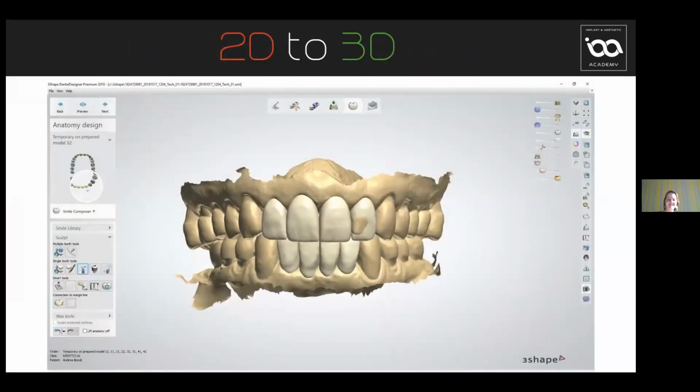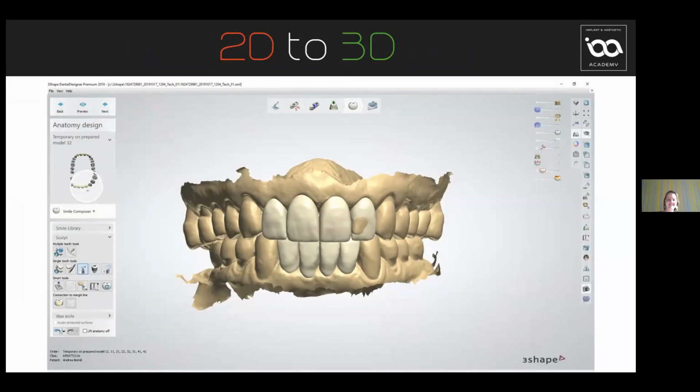In this case, I don't know if he's watching, but anyway, thank you so much to the lab. Without our labs, of course, we'd be nowhere. So thanks to Shane Hansen from Diceram. He provided me this 3D plan for the temporary restoration.